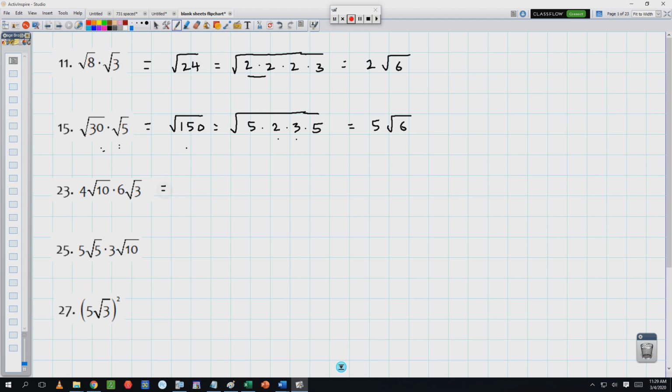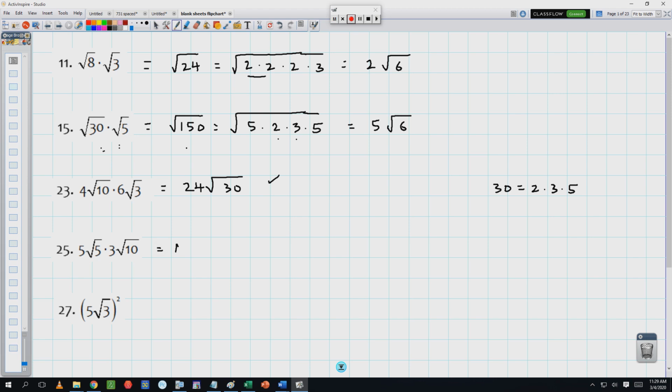When you have numbers on the outside, you'll multiply those together. 4 and the 6 make 24. The 10 and the 3 make a 30. And you would think that a 30 could break apart, but a 30 is a 2, a 3, and a 5. There's no pairs, so that's as far as you go right there.